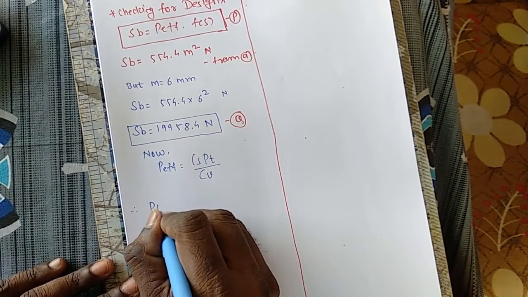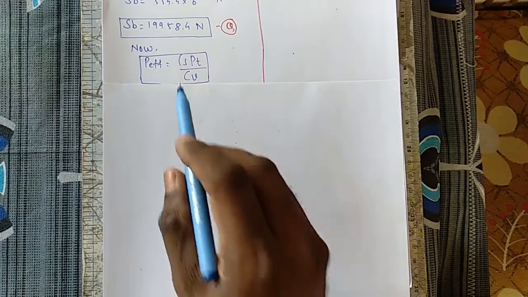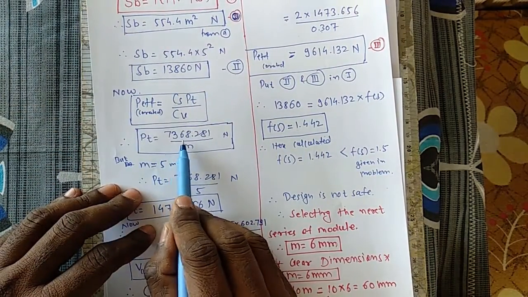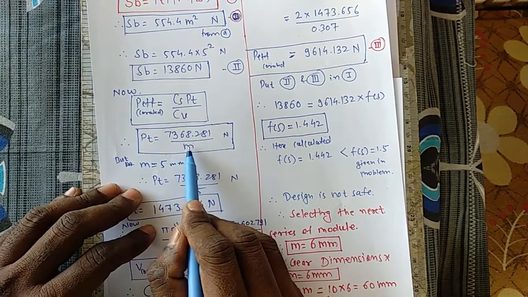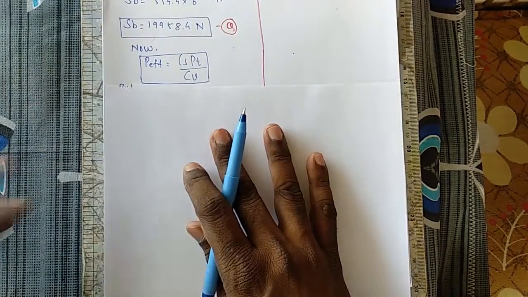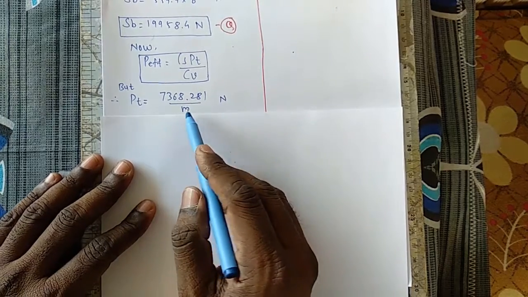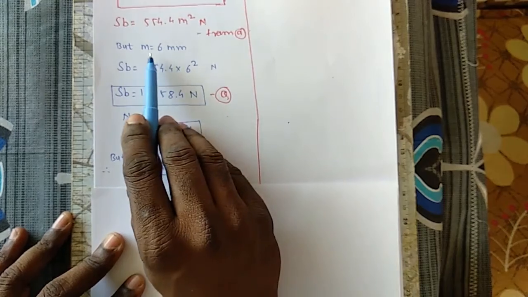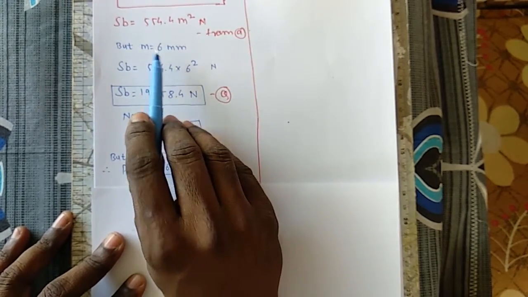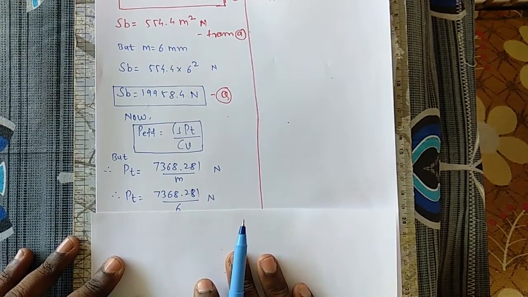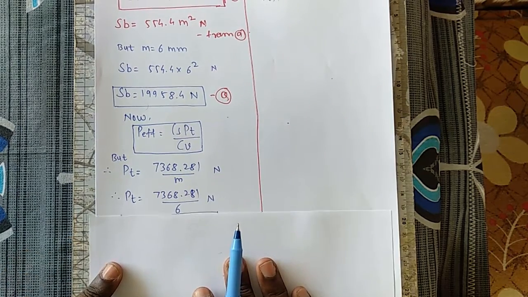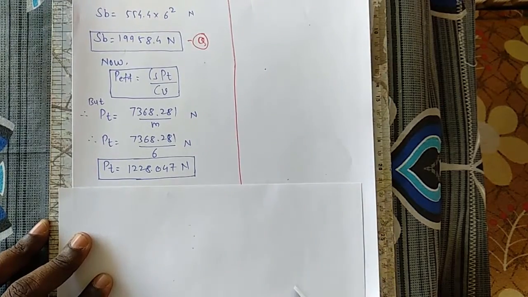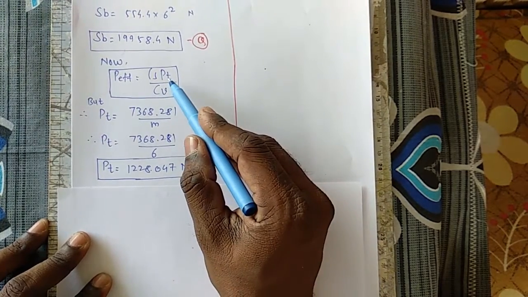Now we will calculate the value of PT. We know that PT is given by the equation 7368.281 divided by M. See here, PT is given by this equation, and the module which we have selected is 6 mm. So 7368.281 divided by 6. The answer is PT is equal to 1228.047 Newton.